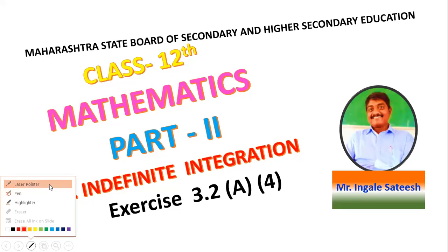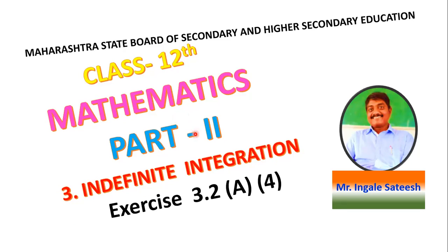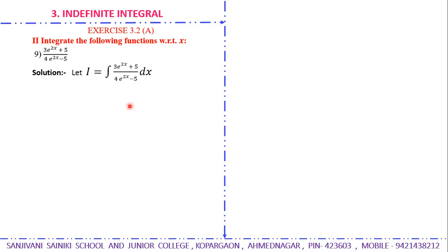Today we will see examples from exercise 3.2. This is our fourth lecture on this exercise. Integrate the following functions with respect to x: 3e raised to 2x plus 5 upon 4e raised to 2x minus 5. This we have to integrate.